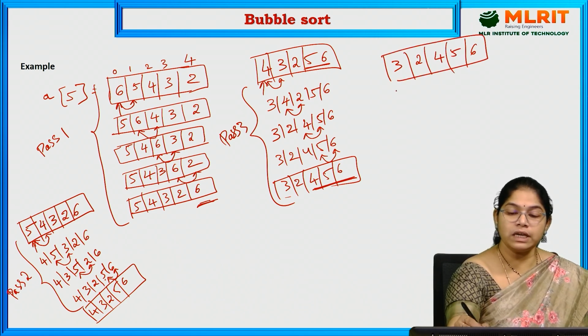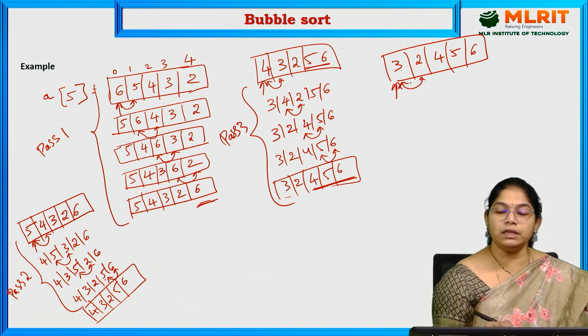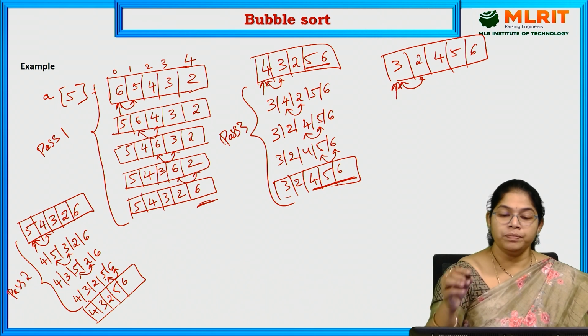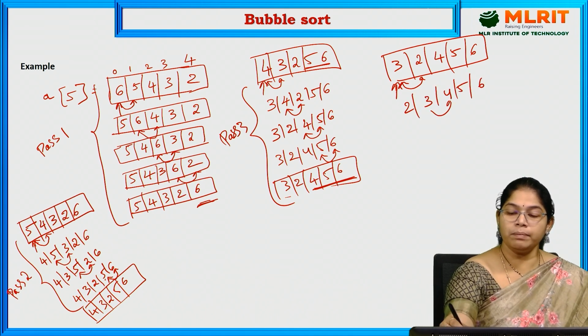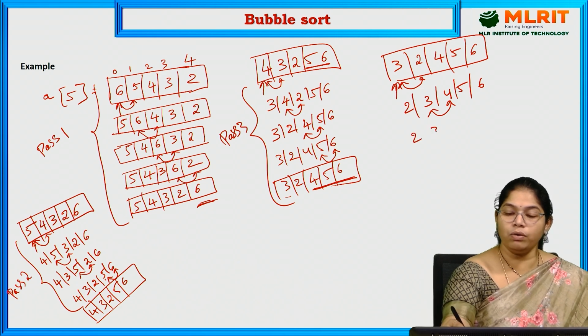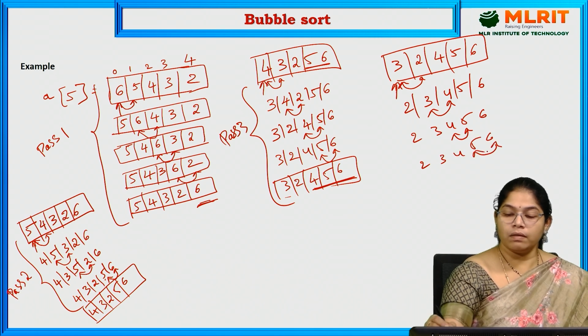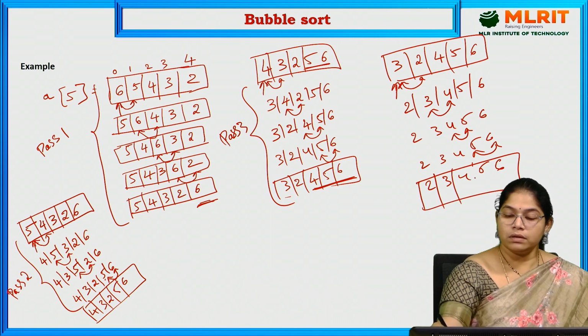Now again we start with the first element. We'll compare it with the adjacent element, that is, 3 and 2 are to be compared. So now they are in the wrong order, so swapping is needed. So it is 2, 3, 4, 5, 6. Again we'll compare these two. Is swapping needed? No. We'll compare these two. No need of swapping. Now we got the sorted array.